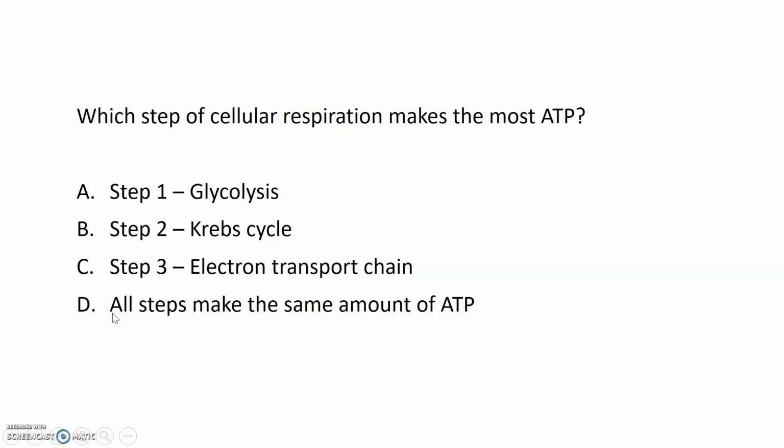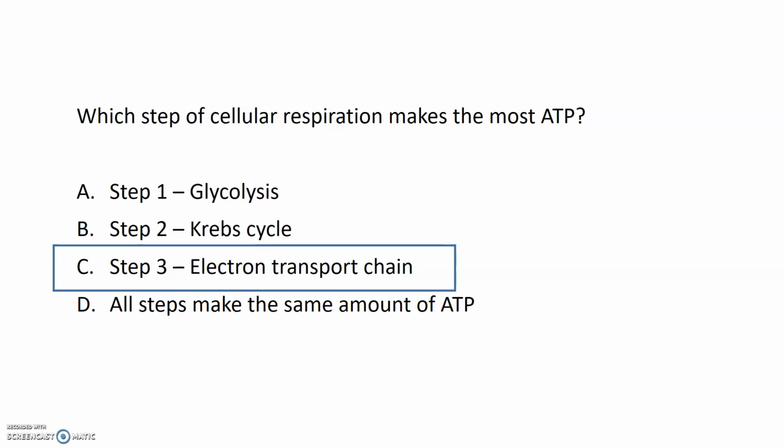All right, as we said, there is a discrepancy between the different steps, so they don't all make the same amount of ATP, so D is definitely out. Glycolysis and the Krebs cycle both make about 2 ATP. Both make 2 ATP. And the electron transport chain makes 34. And so this step 3, or the electron transport chain, is the step that makes the most ATP in cellular respiration.